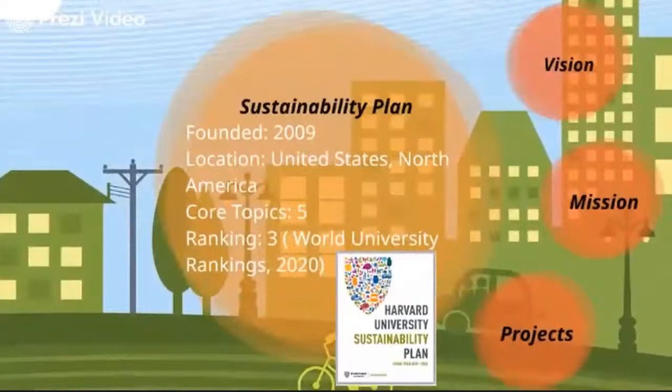Another alternative to a student and staff office is the development of a common plan of sustainability embracing all parts of our university community. One example of this began in 2009 at Harvard University, one of the best 3 institutions in the world. This effort was named Sustainability Plan.